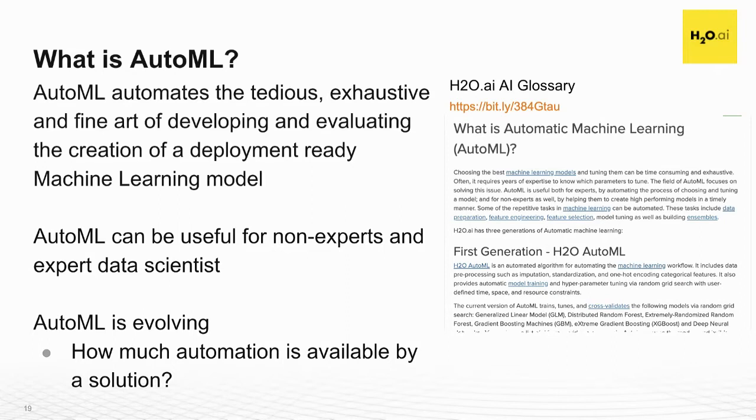One of the things we've done as we talk about democratizing AI is we put together an AI glossary, so you can see the bit.ly link there if you want to see our definition of what is automatic machine learning. And part of that is we really see this evolving space as having a series of generations of automatic machine learning. And I'm going to walk through some of those generations.